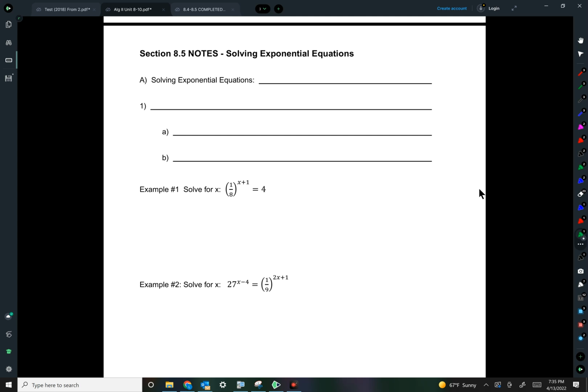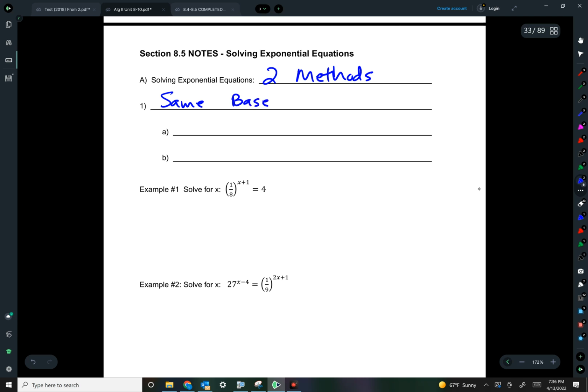This is section 8.5, solving exponential equations. So there are two methods to solve exponential equations. The first one is to get the same base, and we're going to go through that. You should always try this one first. Always try first.